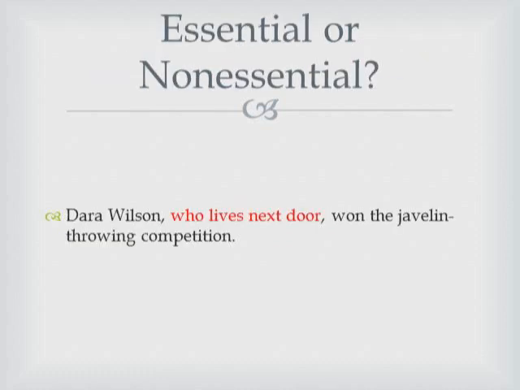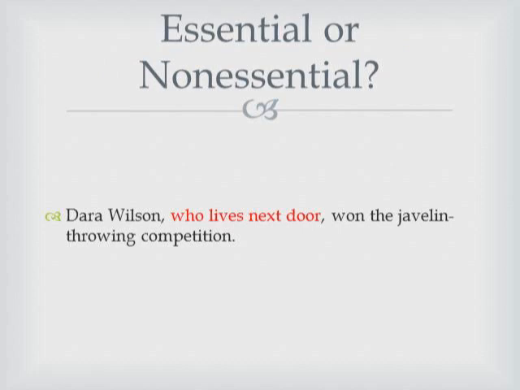Now, you want to be careful because you need to know if this material, these interrupting words, are essential or non-essential. Essential means that they are needed for the sentence in order for the sentence to make sense, and you don't use commas. Non-essential means that it is not needed for the sentence to make sense, as in the previous examples that I gave you, and so we do set it off by commas.